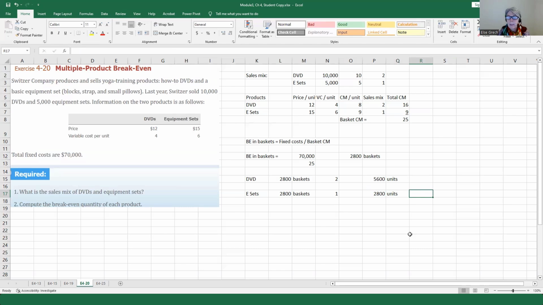Okay. So the key here is understanding that when I'm selling 2 DVDs, I'm selling 1 E-set, and it's the same as selling a basket. This is probably one of the more difficult concepts.